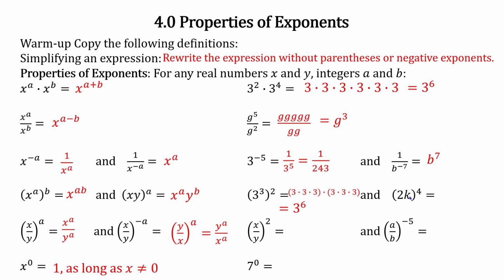The one that gets missed a lot is this one. You have to distribute the 4 to both things. So it's 2 to the 4th times k to the 4th. So it's 16 times k to the 4th. X over y squared is x squared over y squared. A over b to the negative 5 flips the b and the a, and they both get the 5th power. 7 to the 0 is just 1.